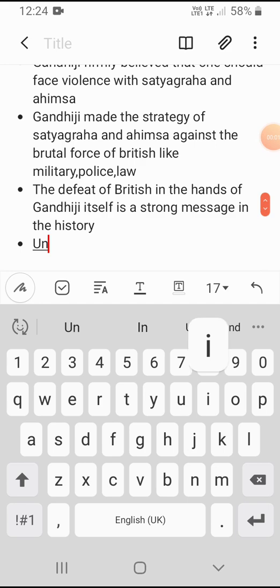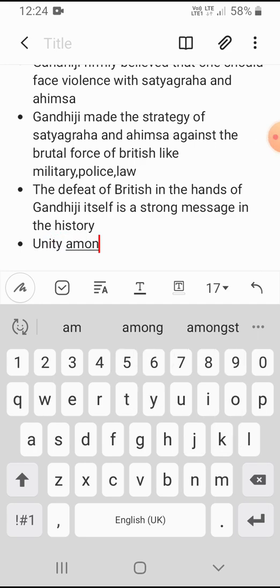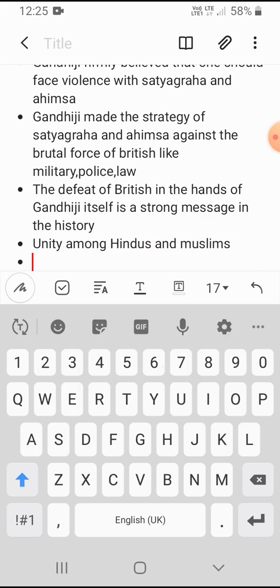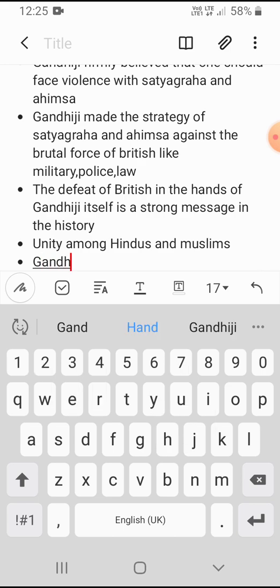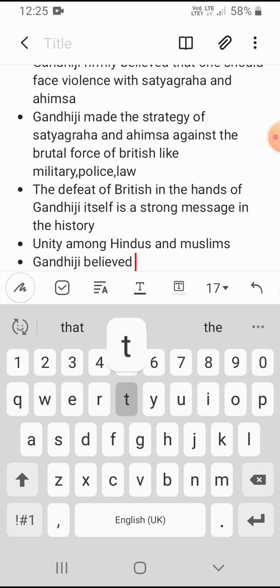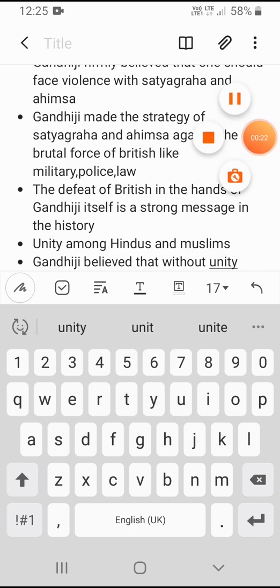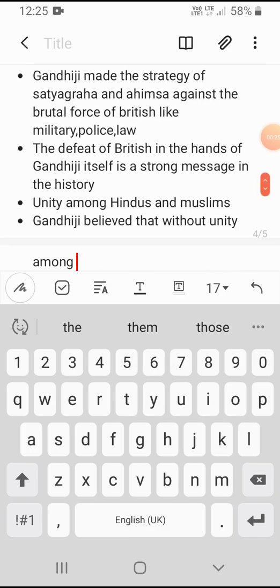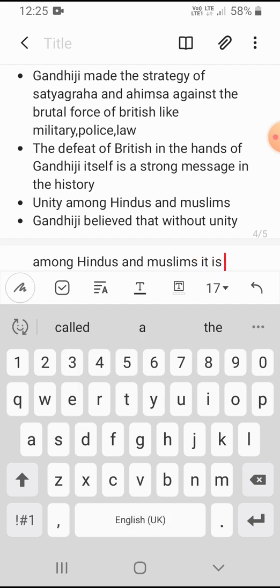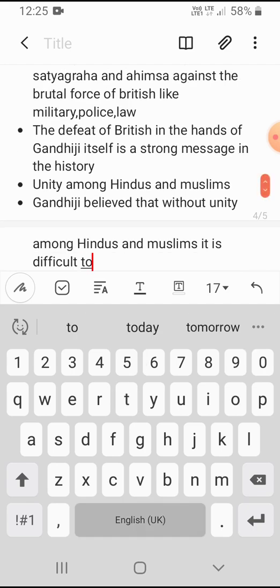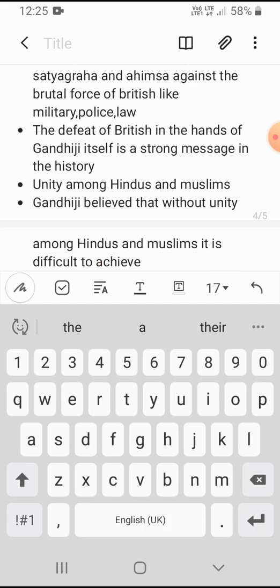Unity among Hindus and Muslims. Gandhiji believed that without unity among Hindus and Muslims, it is difficult to achieve independence.